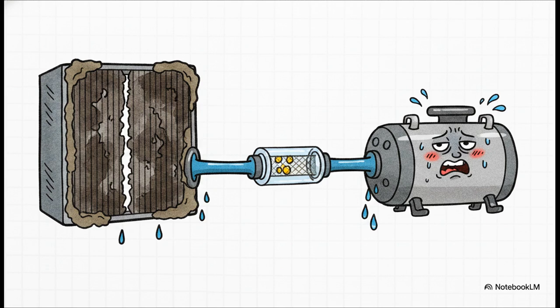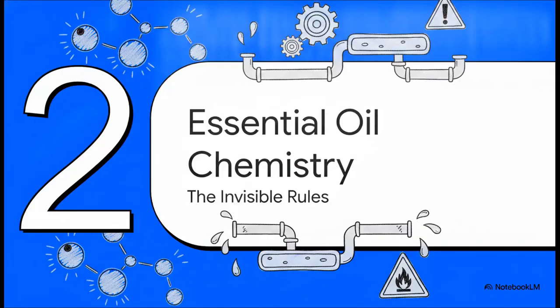To make matters even worse, hollowed-out filter dryer casings were just left in the suction line, and they acted like giant traps, swallowing up all the oil. The compressor essentially starved to death from a lack of lubrication while choking on liquid. It's a nightmare scenario. Moving on to Section 2, Essential Oil Chemistry Basics. Let's look at the invisible rules governing these systems.